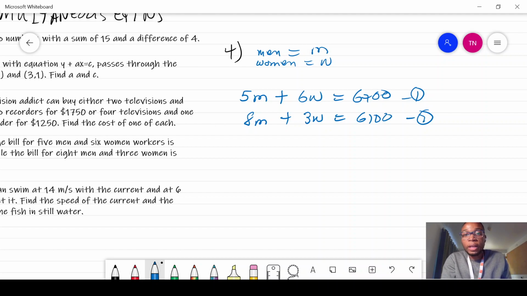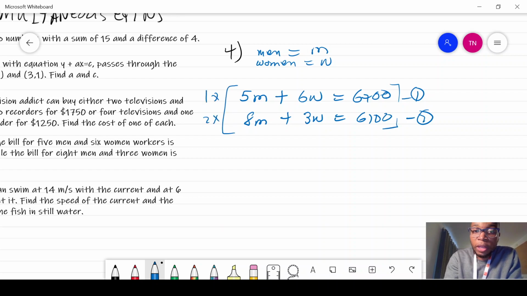I'm going to multiply the top equation by 1 and the bottom equation by 2, so that we can make the bottom part 6W and the top part remain 6W. So that is simple. The top part we multiply by 1, the bottom part by 2. So we're going to have 5M plus 6W is equal to 6,700.